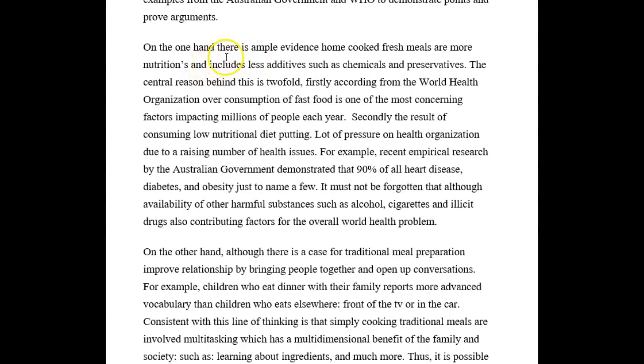You said that there's evidence that home-cooked meals are better for you. And then you said the reason behind this, so why are home-cooked meals better? Because overconsumption of fast food is a concerning issue. That doesn't make sense. These two things are not related to each other. This sentence, which is rather long, is not the reason for this. They're unrelated, okay?